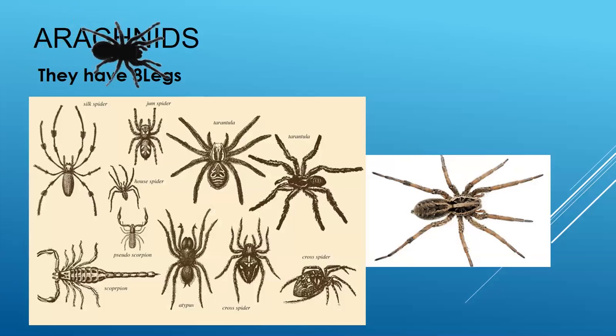Now, when we come to the next class, it is arachnids. Arachnids have 8 legs. So any arachnid you take has 8 legs, mostly scorpions and spiders. These all have 8 legs.